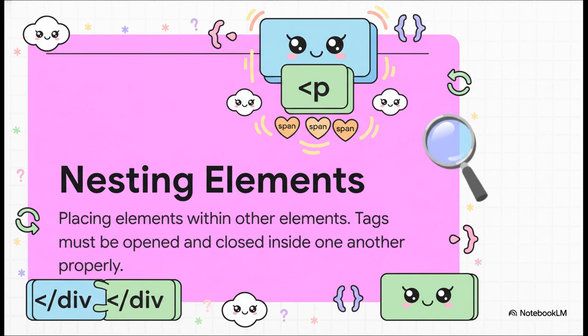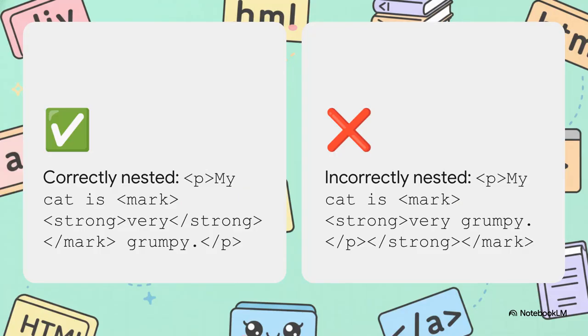The order here is so important. You have to close the last tag you opened first. Think of it like putting lids on a set of Tupperware. You got to close the smallest one before you can close the bigger one it's sitting in. And this slide shows you exactly what I mean.